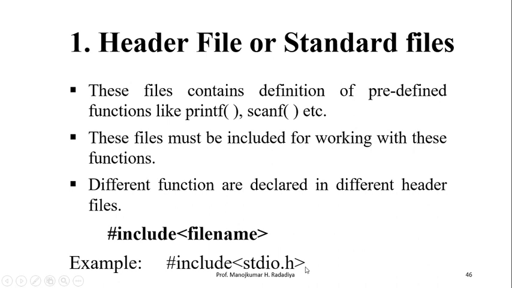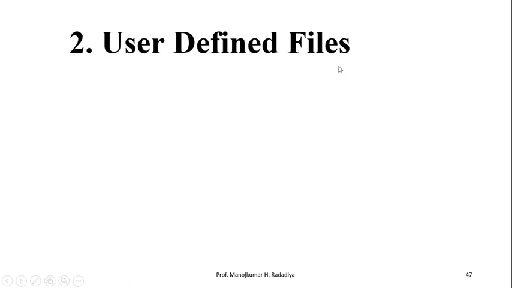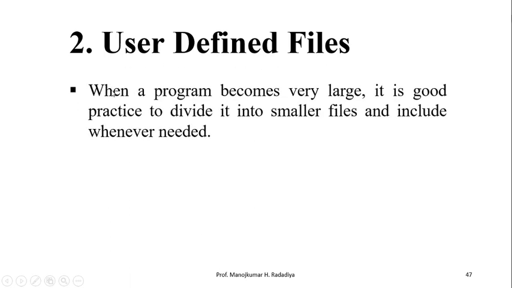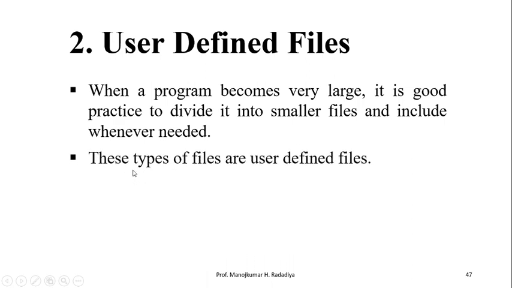So now the doubt is clear. In stdio.h, the printf and scanf functions are defined, and we are including that particular header file in our program using the preprocessor directive. The second one is user defined files. When a program becomes very large, it is good practice to divide it into smaller files and include them whenever needed. These types of files are the user defined files.